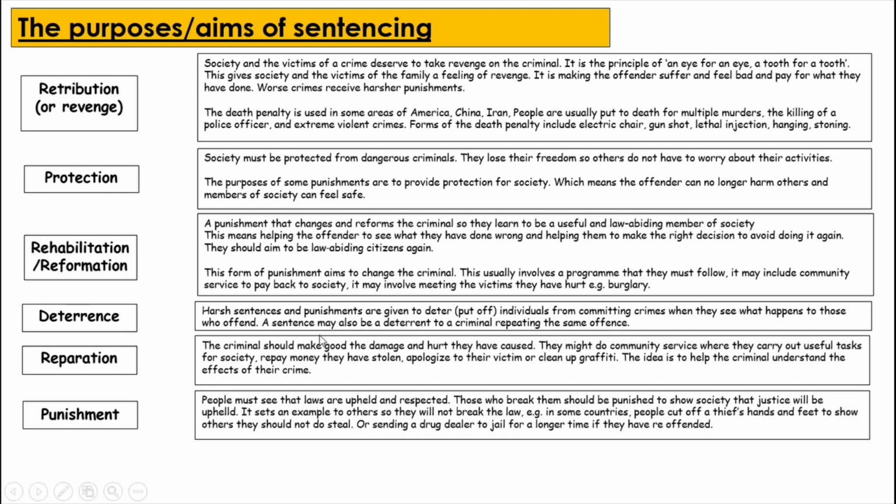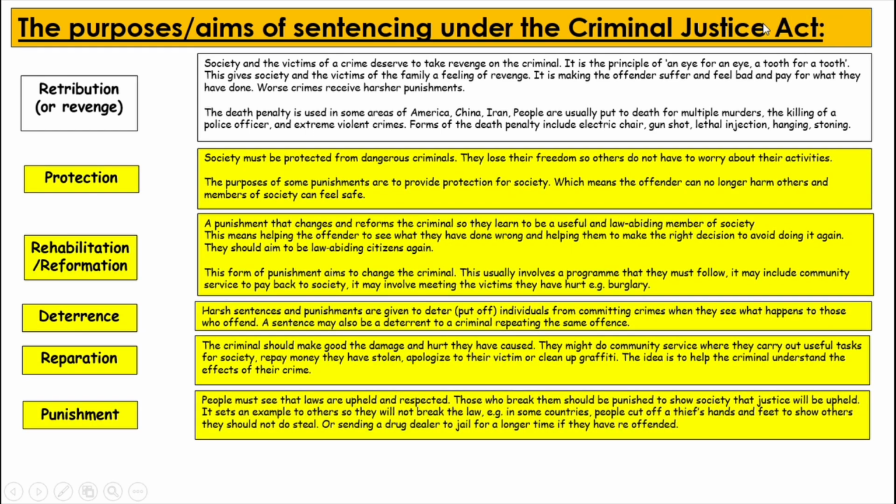Please make sure you do know all of the 6 different purposes and aims of sentencing. It's very important that you know these. The Criminal Justice Act is a piece of legislation that outlines the purposes and the aims of sentencing here in the UK. It specifies these 5 purposes of sentencing here in the UK: protection, rehabilitation, deterrence, reparation, and punishment. So it's extremely important that you know these 5.